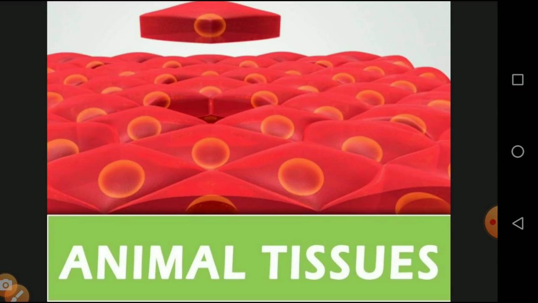Just as plants are made up of tissues, animals are also made up of tissues. Millions and billions of tissues are available in every type of organism, which is made up of thousands and lakhs of cells. So let us enter into the topic of animal tissue.